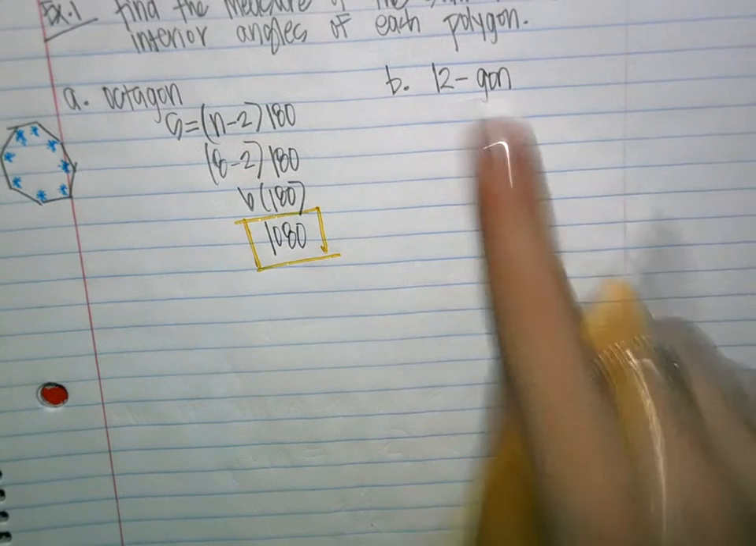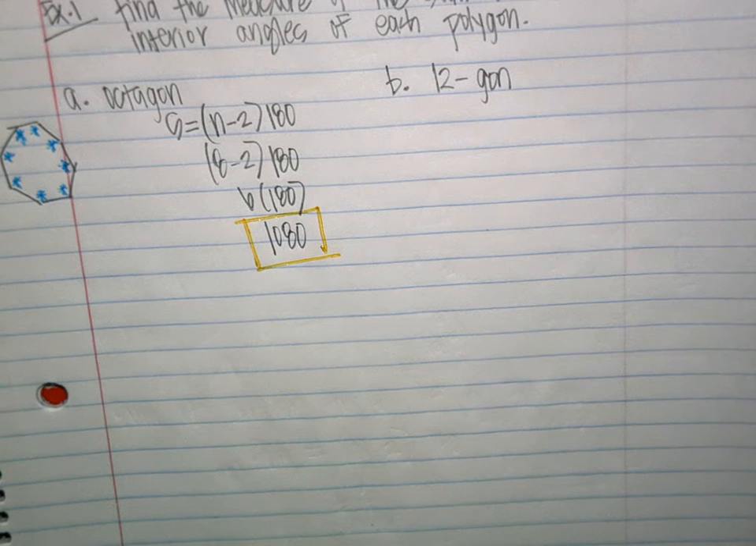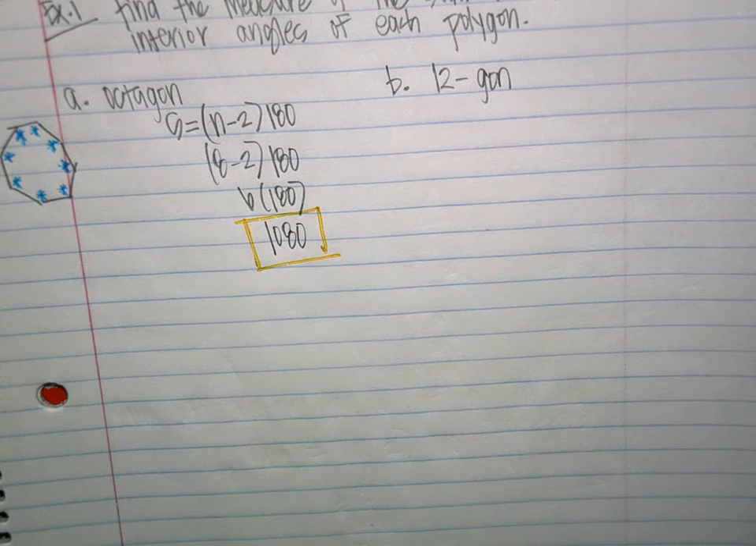Now, you guys do this one. Do a 12-gon, and I will check your answers. I will randomly select someone to give me their answer. Okay, wait. I got it. Try it quietly, please.